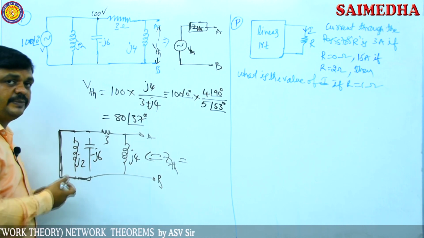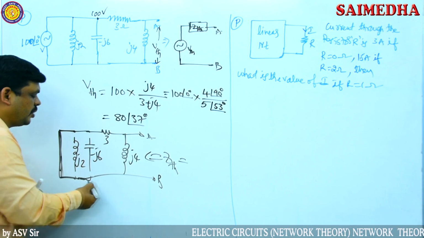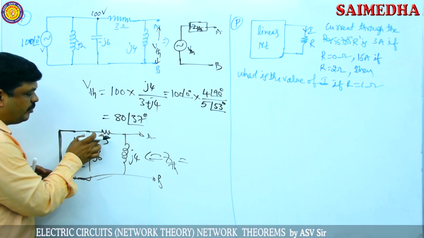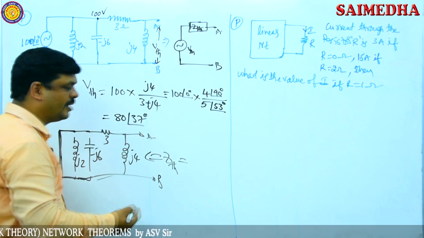There is no use of these impedances because they are eliminated. The complete current flows through the short circuit path. So these two impedances are eliminated. Now one more impedance is there, resistance 3 ohms and j4. These two are connected in parallel combination.